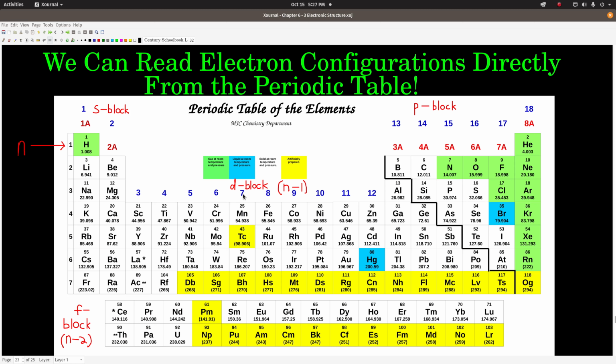This is the d block, okay? And so the last electron that goes into each of these atoms goes into a d sublevel, with some exceptions I'm going to show you in a few minutes. It's d1 here, d2, d3, d4, d5, d6, d7, d8, d9, d10. And the f block is down here.